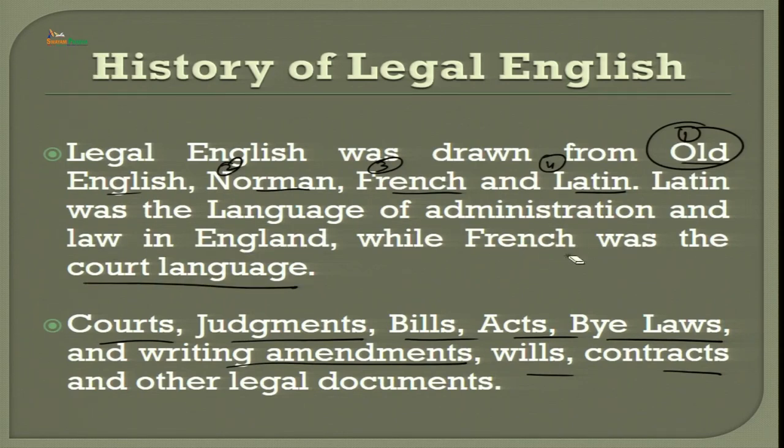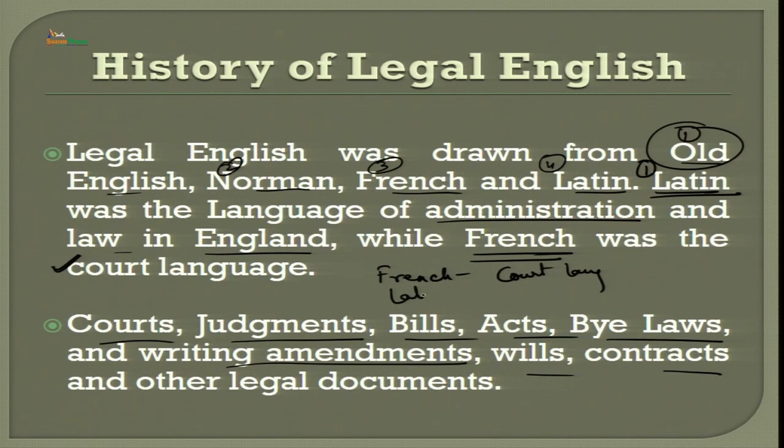This is really very important. The language of administration in England was Latin, right? And French became the language of court. Latin was the language of administration and law. Is that very much clear, everyone?